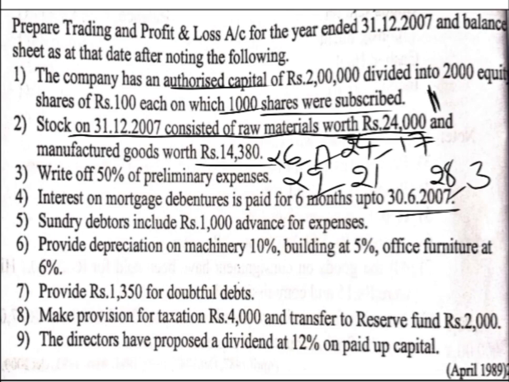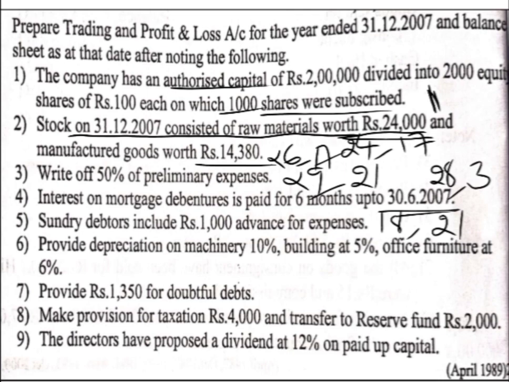Then sundry debtors include rupees 1000 advance for expenses. So in the debtors they have included 1000 rupees which is paid for expenses in advance. Okay, so that should be deducted from the debtors. So debtors is note number 18, that is trade receivables. From the debtors we are going to deduct this 1000, and this 1000 will again come in note number 21, like prepaid expenses, advance expenses paid in advance, that is other current assets, note number 21.